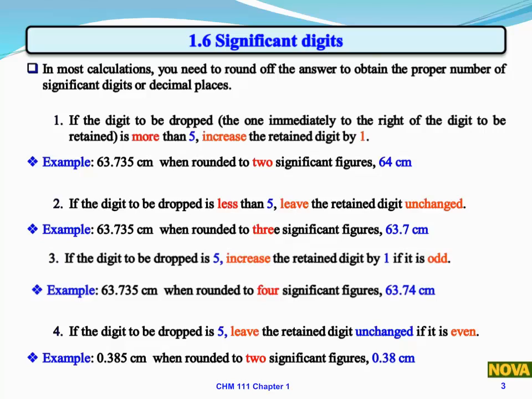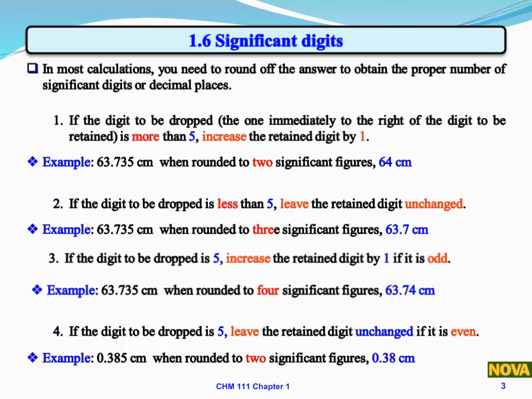Results calculated from a measurement are as uncertain as the measurement itself. We must take the uncertainty in our measurements into account to avoid misrepresenting the uncertainty in calculated results. One way to do this is to report the result of a calculation with the correct number of significant figures, which is determined by the following 4 rules for rounding numbers.